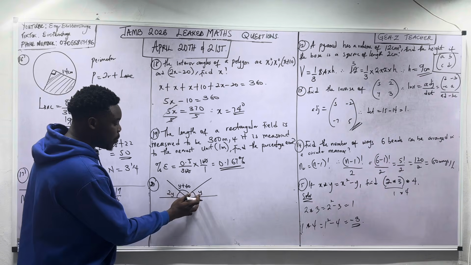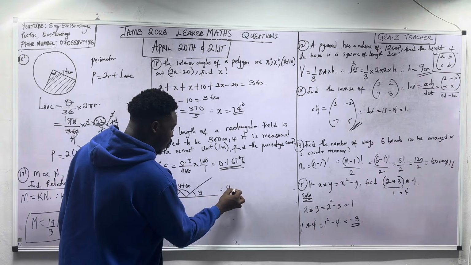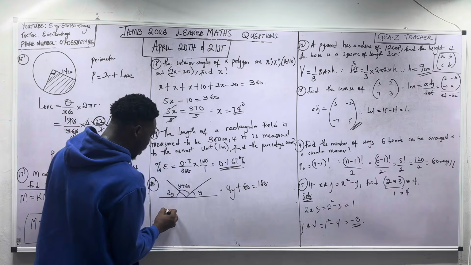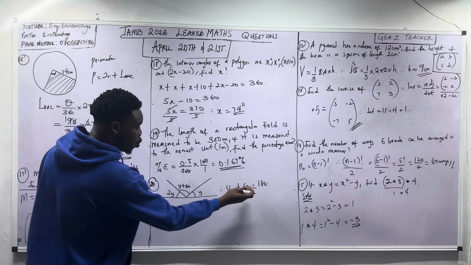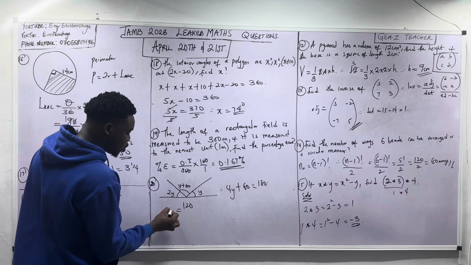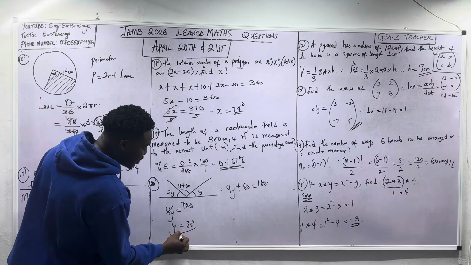So what's 2y plus y? 3y. So another y, we have 4y. So we have 4y plus 60 equals 180. So we're going to have 4y equals 180 minus 60, which gives you 120. So 4 takes out 120. So y should just be 30 degrees.